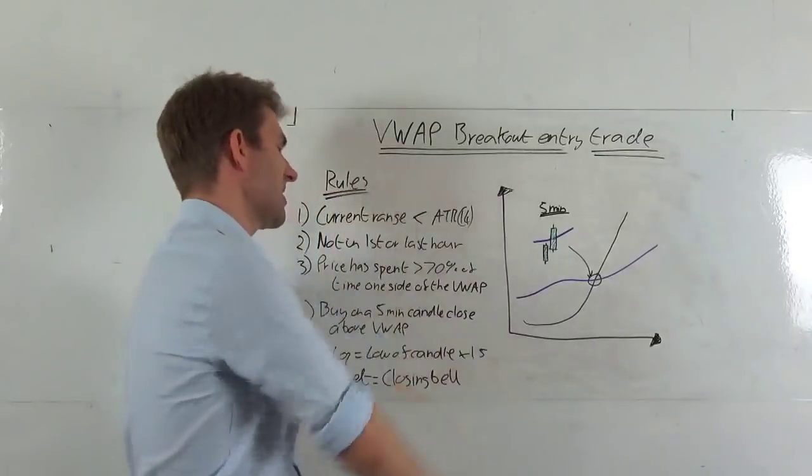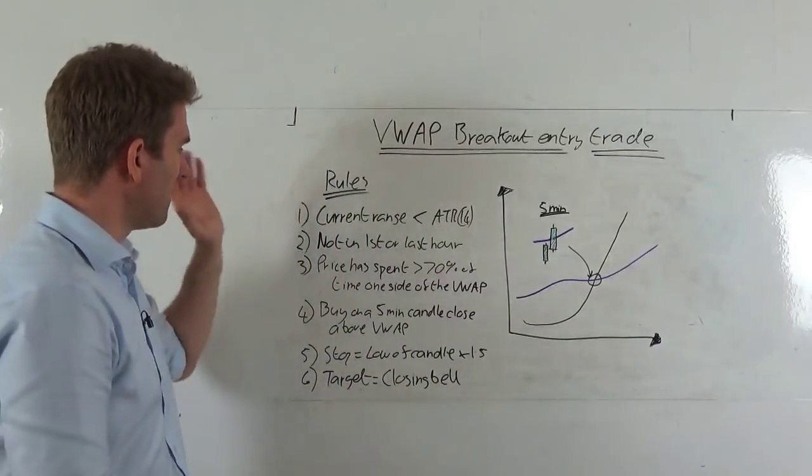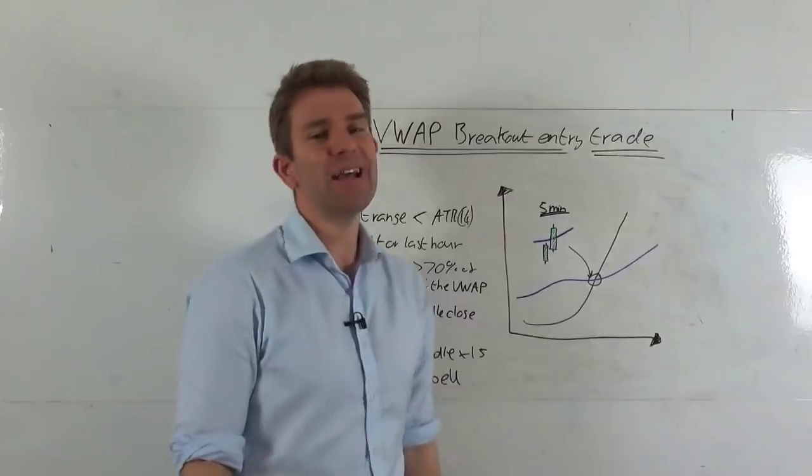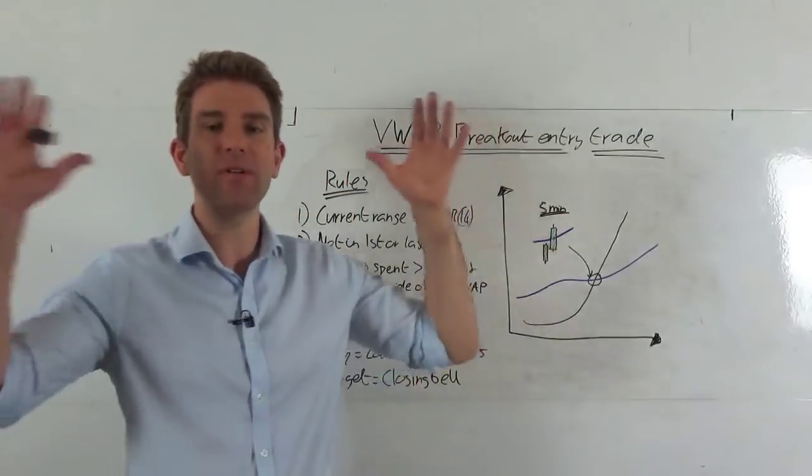Okay, so let's get down to it. The rules for this are, number one, the current range has got to be less than the ATR in a 14-period setting. What does that mean?